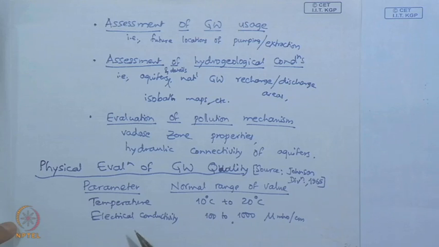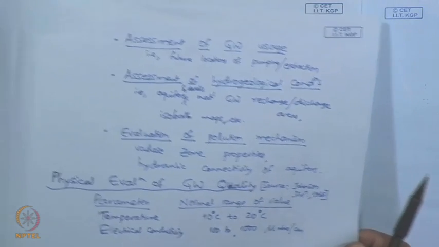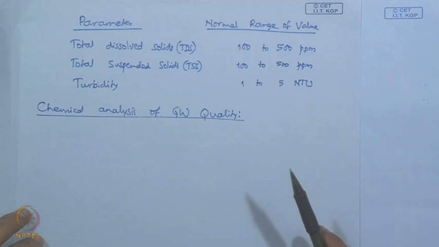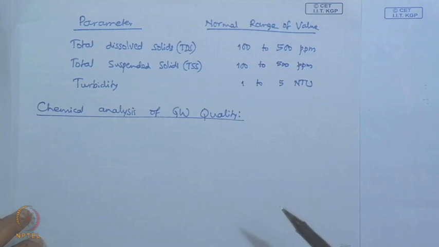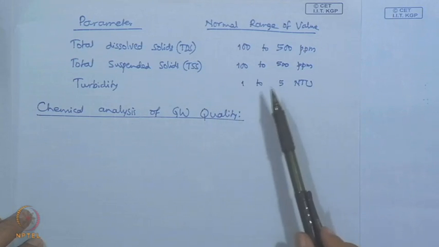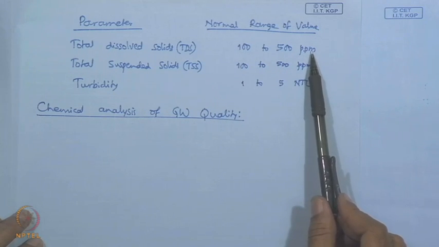And likewise, the normal range of variation of electrical conductivity is from 100 to 1000 millimoles per centimeter. And coming to the other parameters, such as the total dissolved solids, the normal range varies from 100 to 500 ppm.